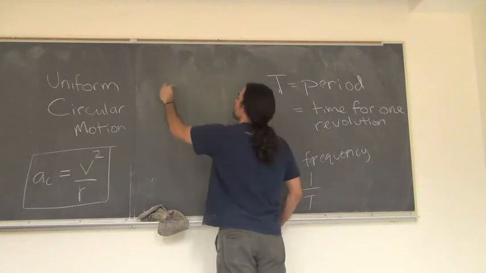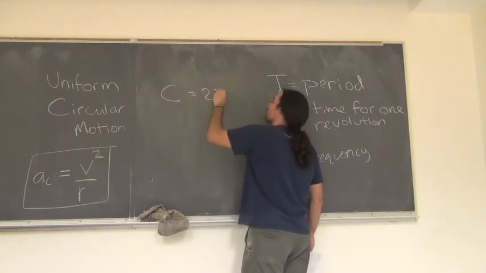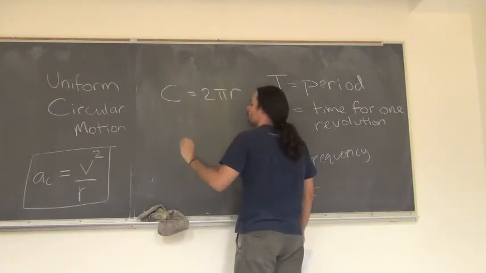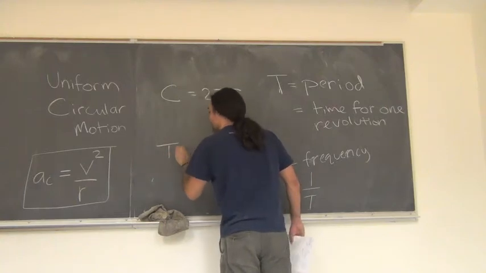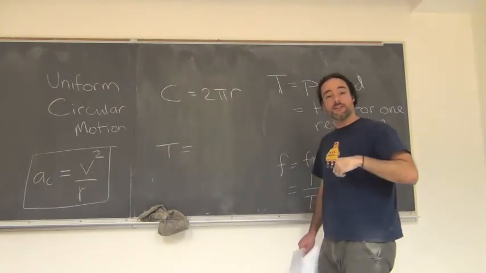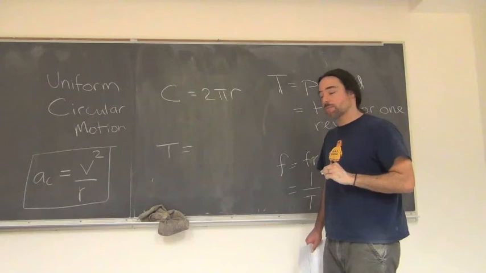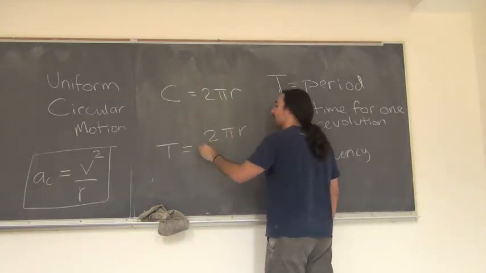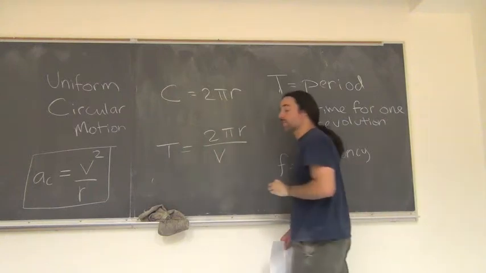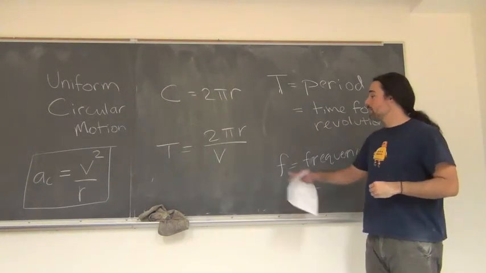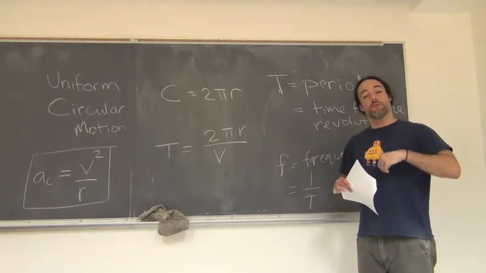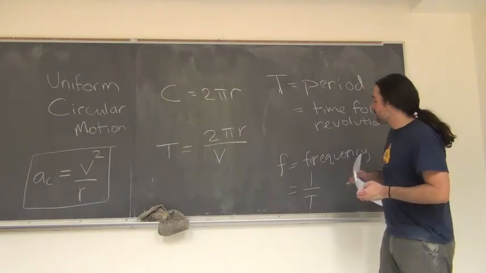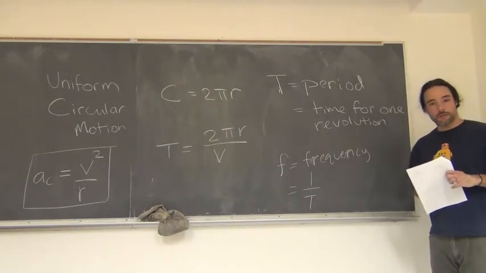So the circumference is 2 pi r, which means the period it takes to go around is going to be the distance you travel divided by the speed. So that will just be 2 pi r divided by the speed, which was just v. So if you know your speed and you know the radius of the circle, you can figure out the period. And from the period, you can figure out the frequency.